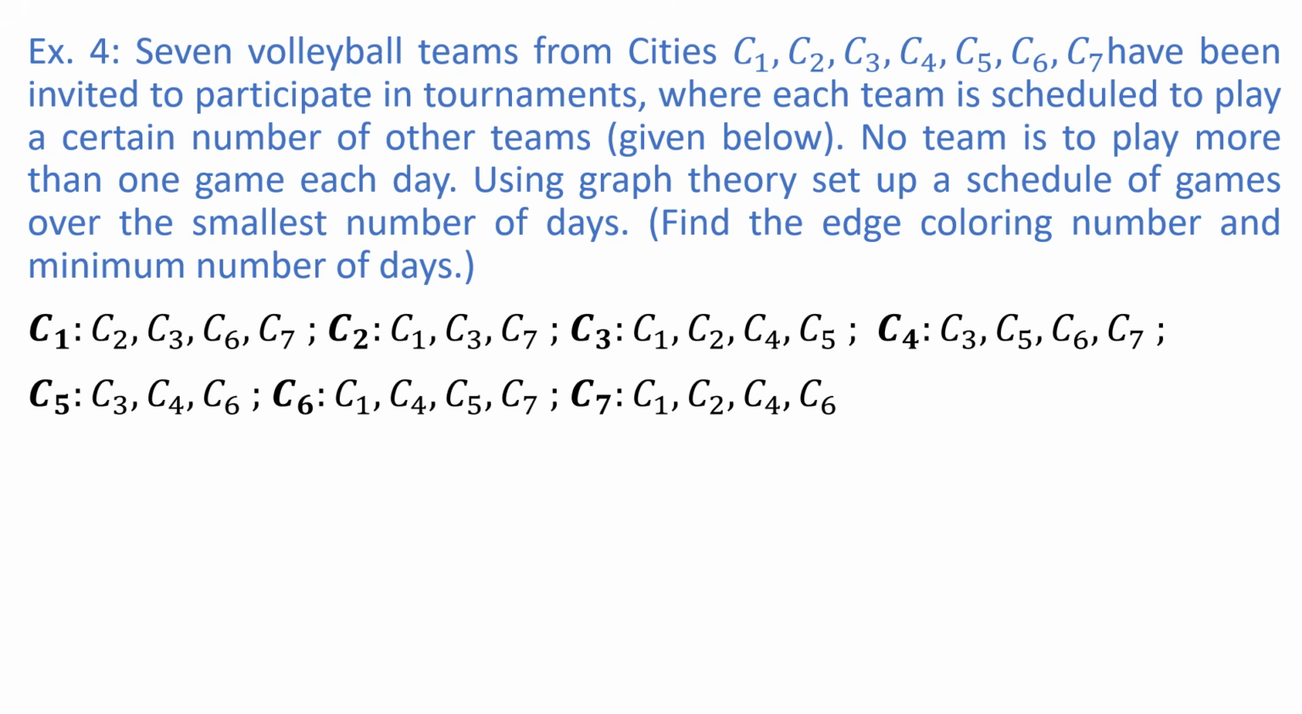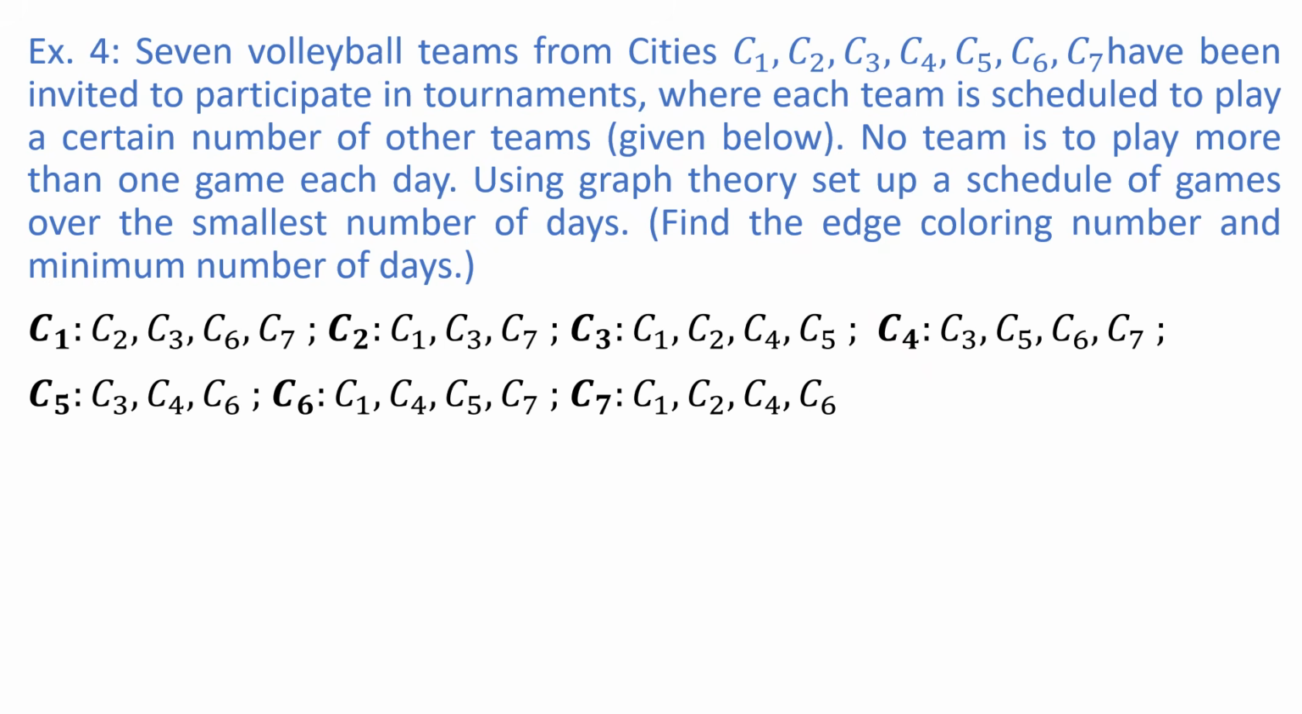Just do one more question. Example number 4. 7 volleyball teams from cities C1 to C7 have been invited to participate in tournaments where each team is scheduled to play a certain number of other teams. No team is to play more than one game each day. Using graph theory, set up a schedule of games over the smallest number of days. So finding the edge coloring number and minimum number of days we are going to construct based on the given data.